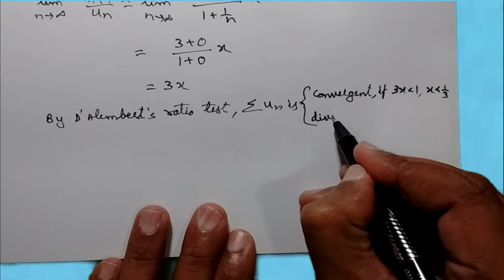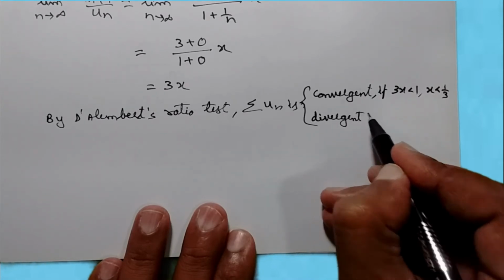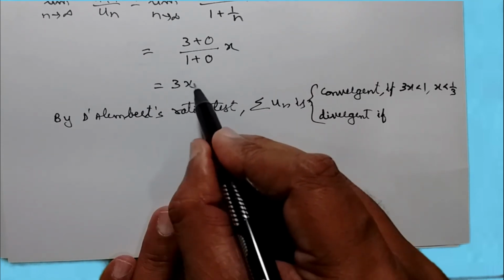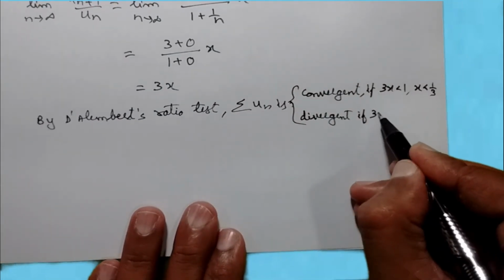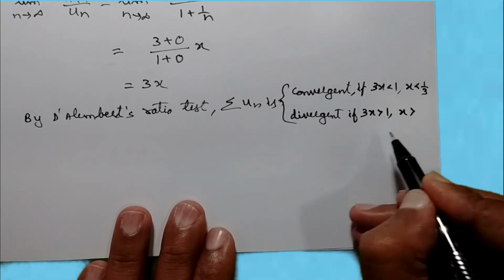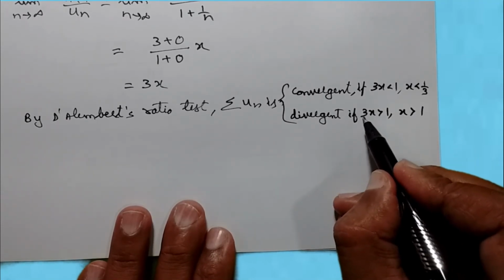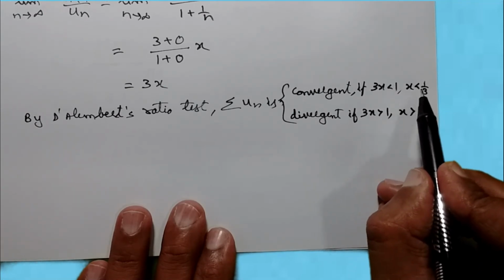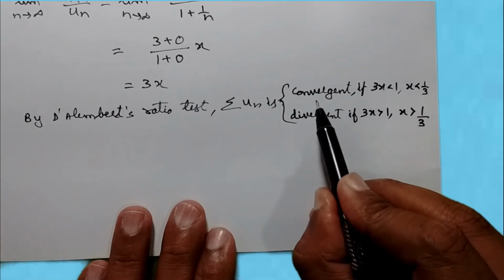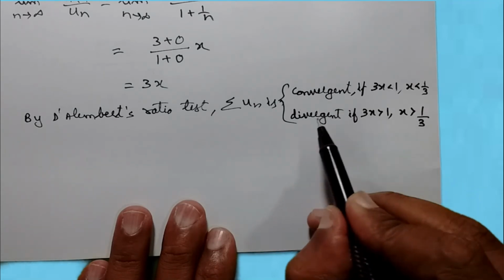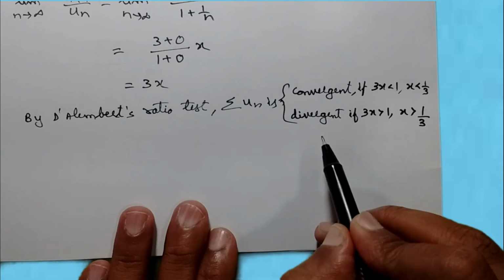Under what case will it be divergent? Divergent if this value is greater than 1. If 3x is greater than 1, so x should be greater than, you can take 3 in the denominator, it becomes 1 by 3. So which means that when the value of x is less than 1 by 3, the series will be convergent. And if the value of x is greater than 1 by 3, the given series will be divergent.